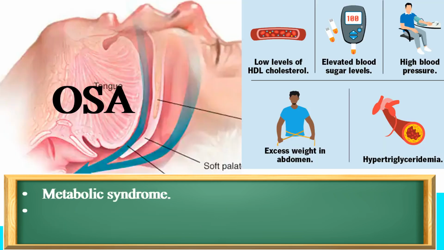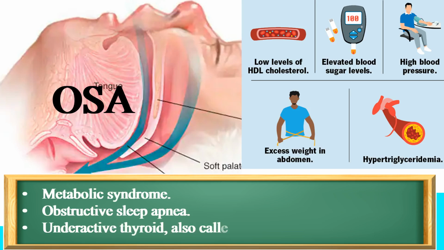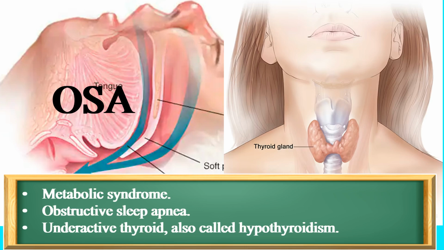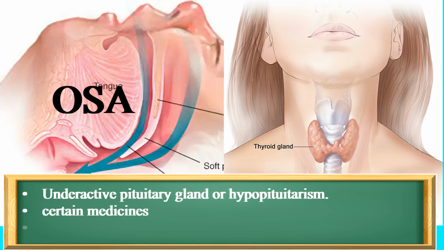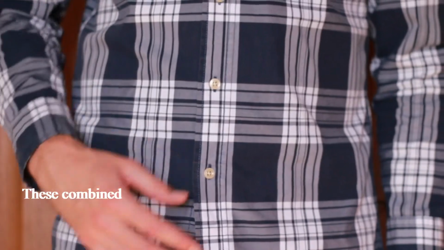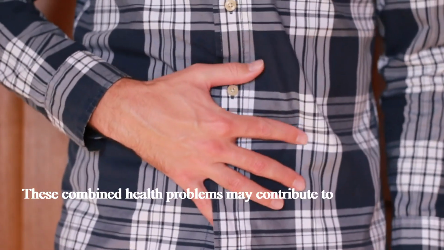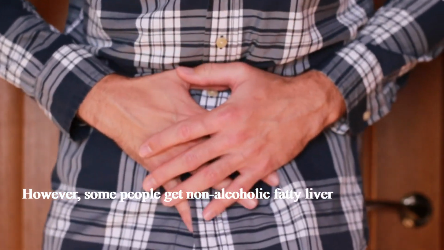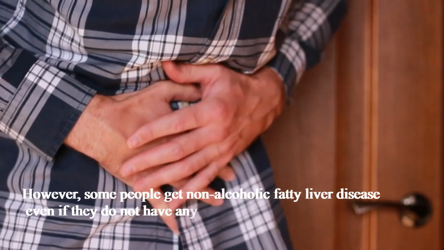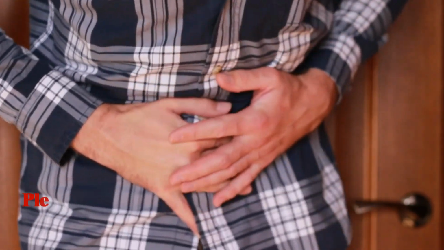Metabolic syndrome. Obstructive sleep apnea. Underactive thyroid, also called hypothyroidism. Underactive pituitary gland or hypopituitarism. Certain medicines. Having polycystic ovary syndrome. These combined health problems may contribute to a fatty liver. However, some people get non-alcoholic fatty liver disease even if they do not have any risk factors.